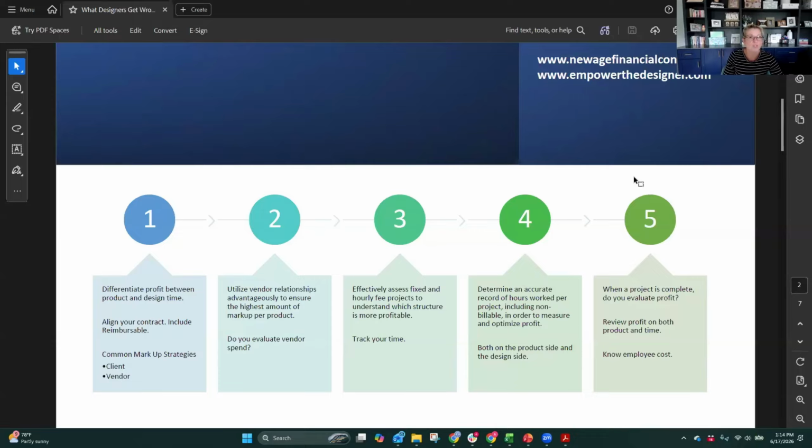Then that's not your margin. So make sure that you have the tools and the ability to pull profitability on product, and then profitability on time.